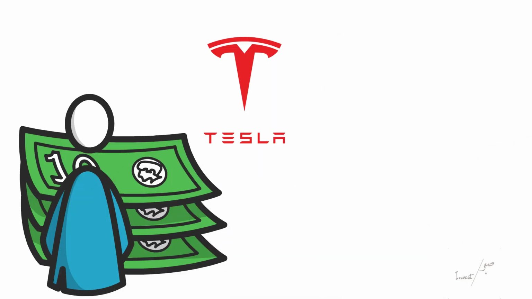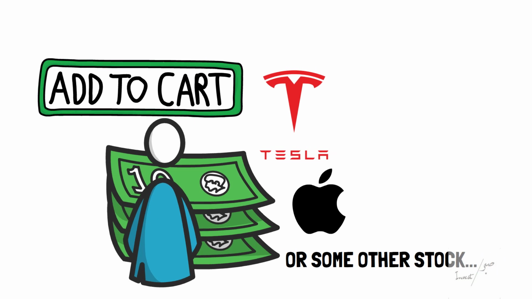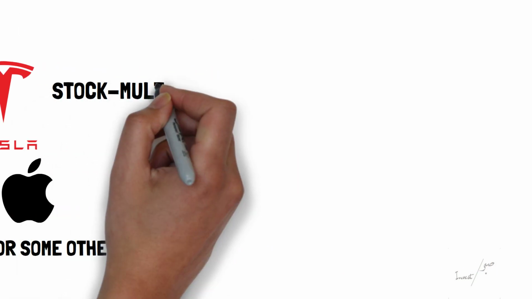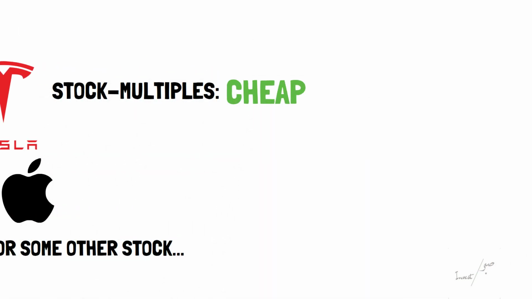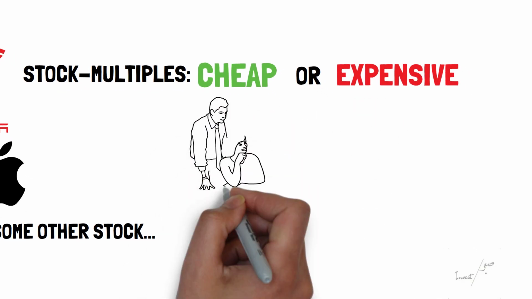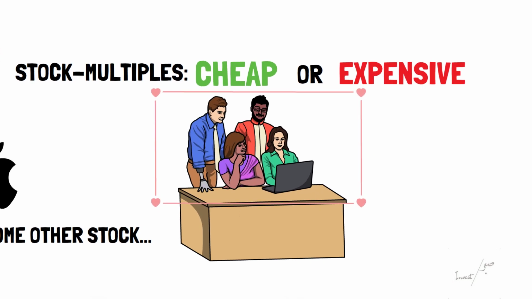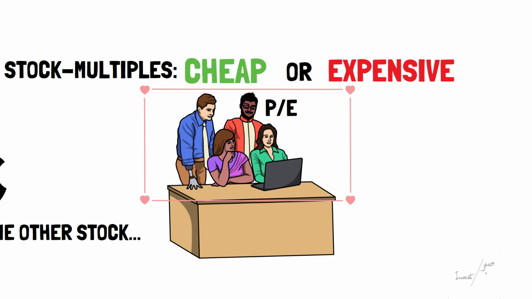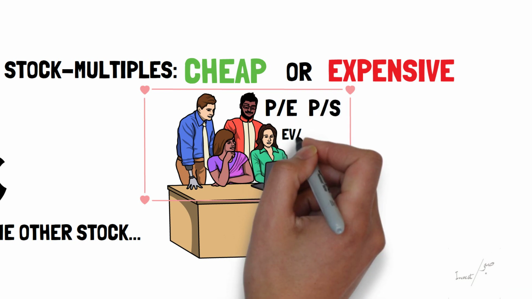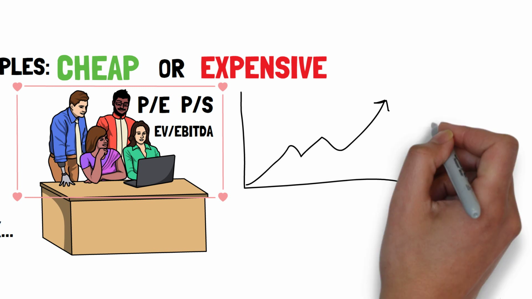So you want to invest in Tesla, Apple, or some other stock, but are wondering if this is the right time to buy. We have something called stock multiples to help us determine if a stock is cheap or expensive. In this video, I will share with you some of the favorite multiples analysts love to use when valuing companies, like the PE ratio, price to sales ratio, or EV to EBITDA ratio, and also what multiples to use for growth and for mature companies.